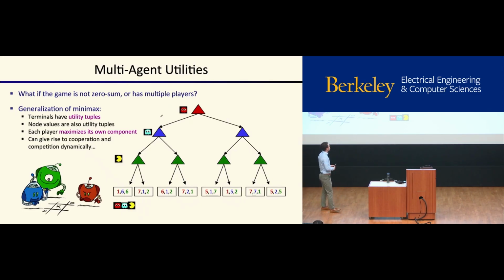works. So if you have 2 agents who are not playing a zero-sum game, you can do it this way. If you have 3 agents, you can do it this way. Essentially, the terminals have utility tuples. Each player maximizes their own component. And this is cool. Like, this gives rise to cooperation and competition just organically. It emerges from the fact that these agents either have similar utilities or different utilities.